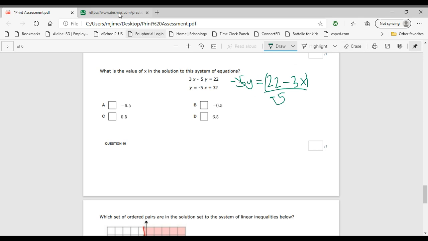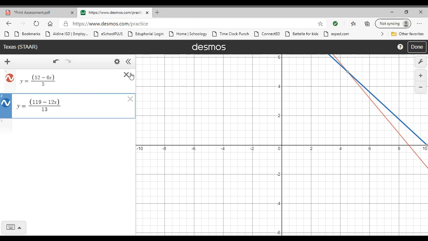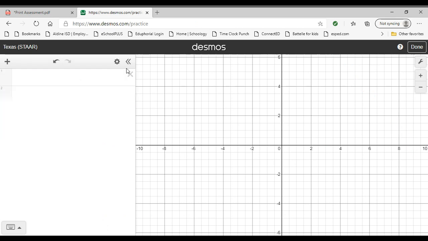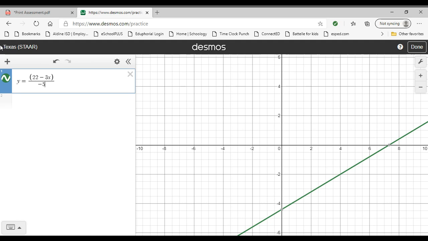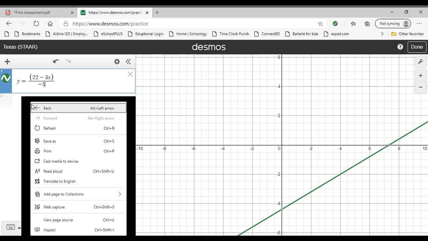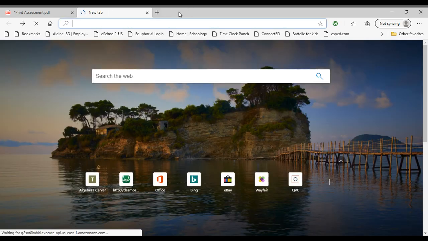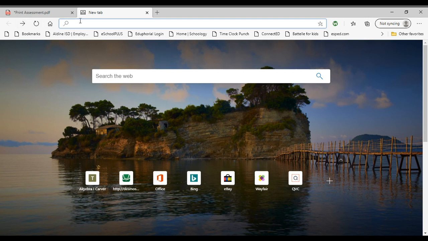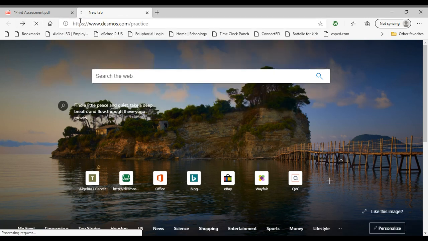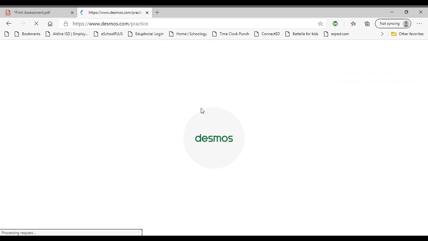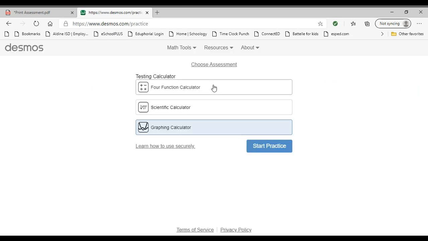All right, so let's see how this one would look, just to give you an idea. Y equals parentheses 22 minus 3x divided by negative 5. And then the other question is already in y equals. What happened? Oh, man. Desmos. Okay, practice. I'm sorry, I don't know what happened to it.